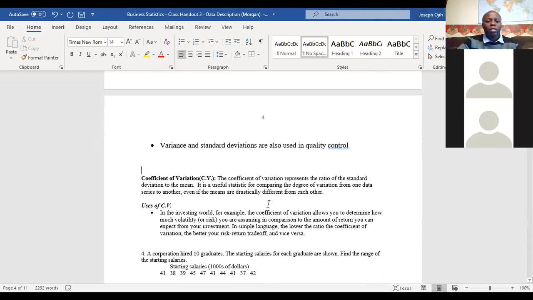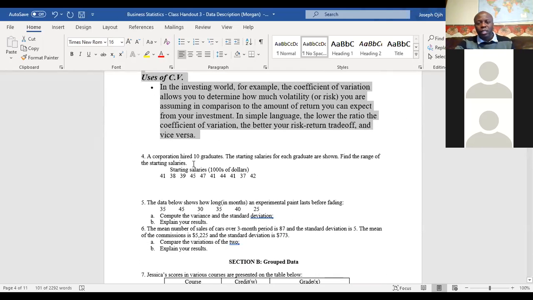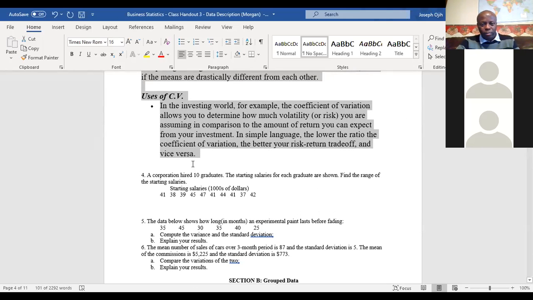Now, the coefficient of variation, we use this for comparing the degree of variation from one data series to another. We use it more in the investment community. They can check how this stock changes when other stocks change. And how about standard of living? The standard of living in different cities can also be checked using the coefficient of variation. So in the investment world, we can use the coefficient of variation to check the degree of volatility in a stock.